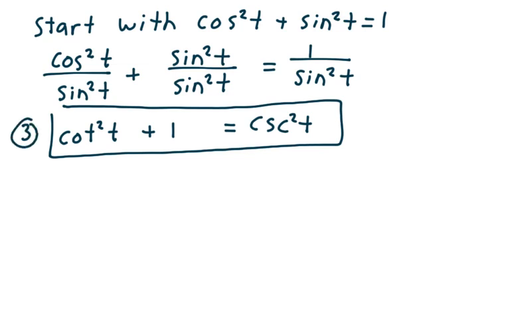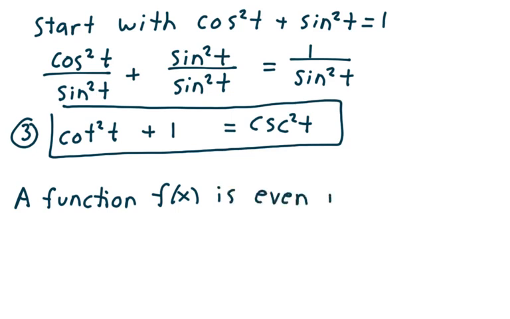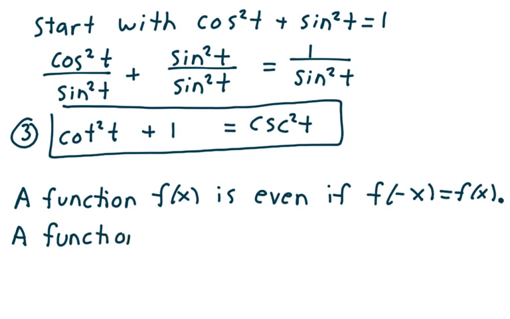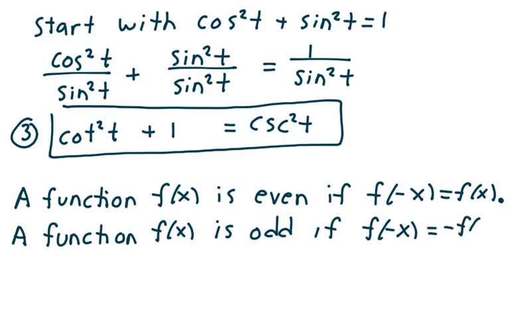Now, let's talk about this. A function f of x is even if f of negative x is the same as f of x. Okay? A function f of x is odd if f of negative x is the same as negative f of x.